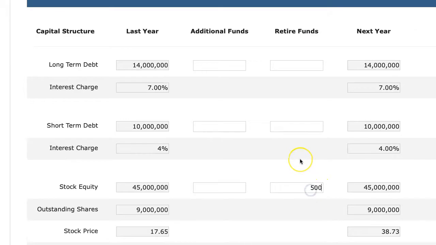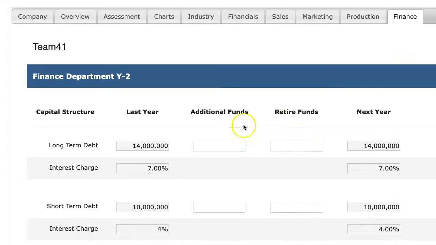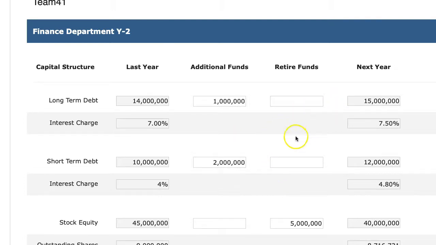I'm going to go ahead and buy back some stock. By retiring stock, I decrease my outstanding shares and increase my earnings per share. And I'm going to, let's see what my balance is now. 22. I'm going to go ahead and get a little bit of additional funds just in case, because I don't want to have another surprise deficit. So I have a little bit.